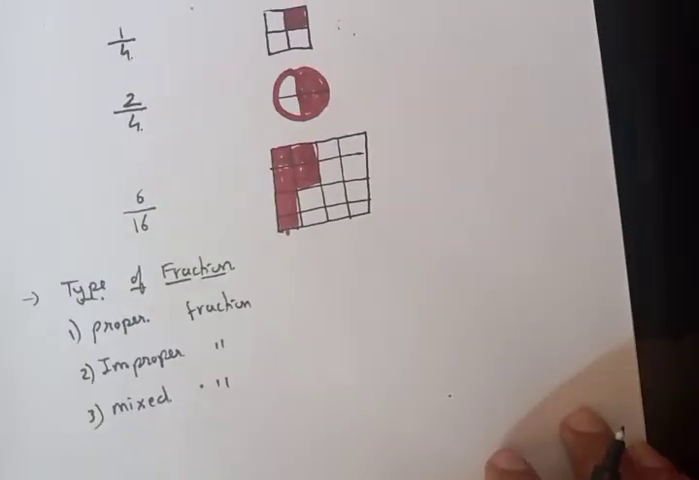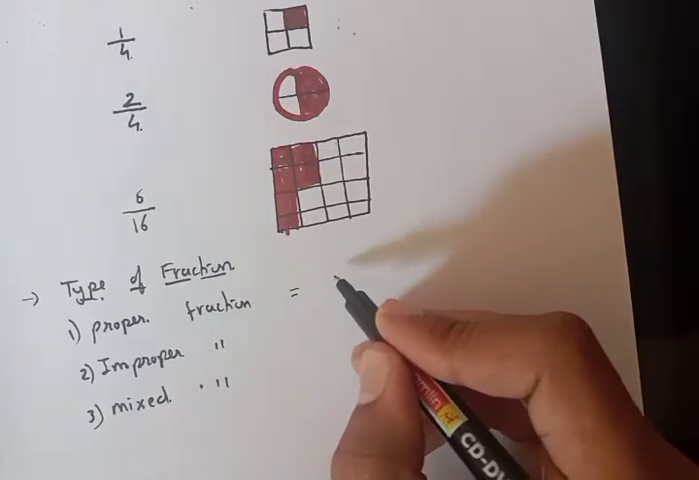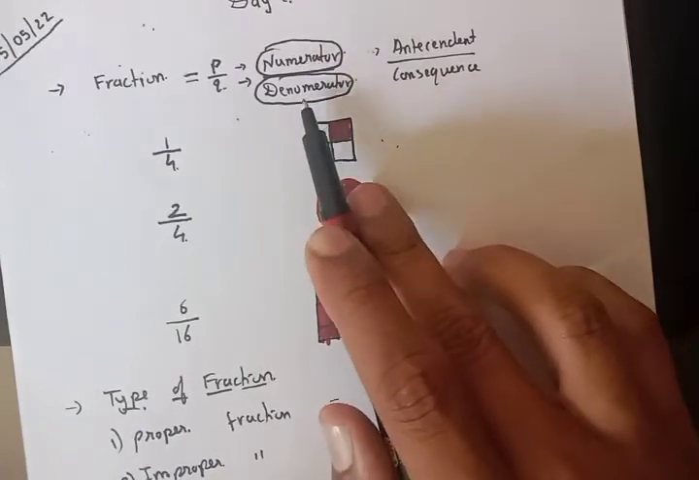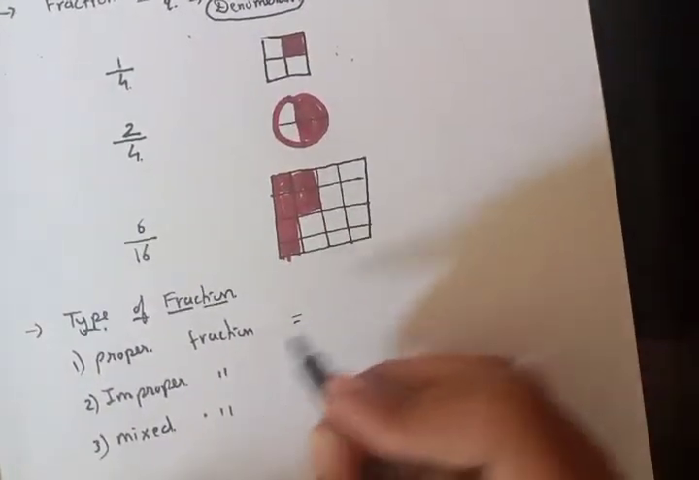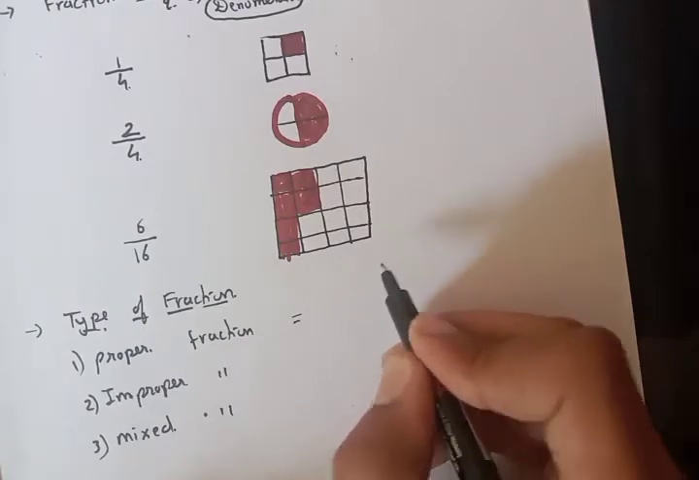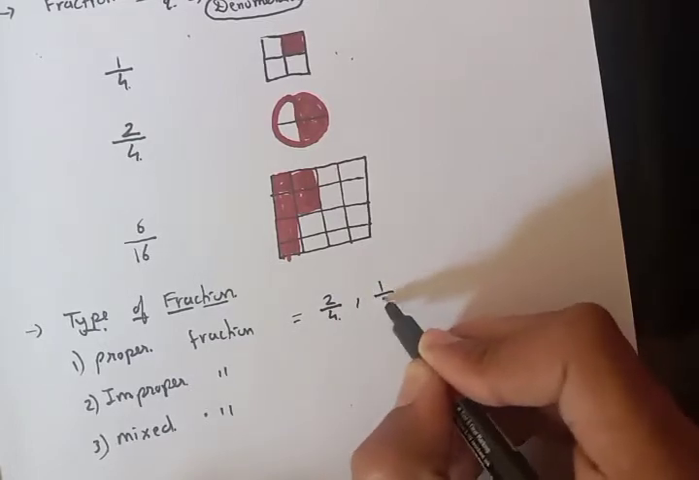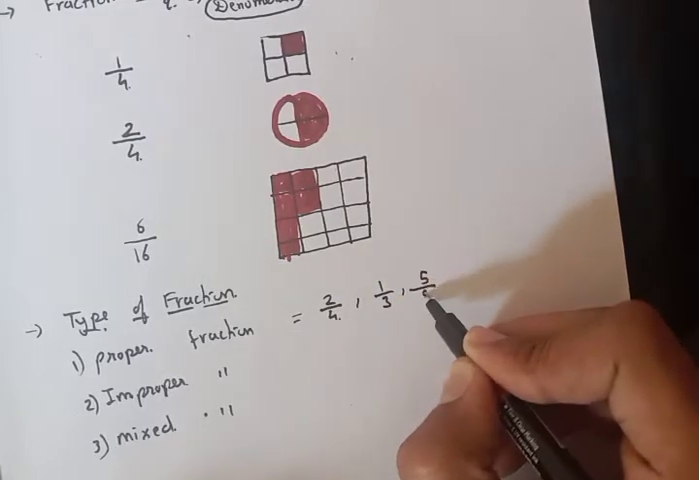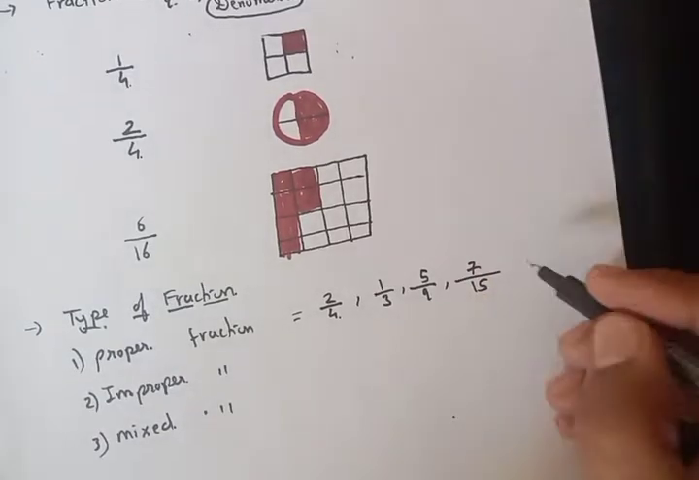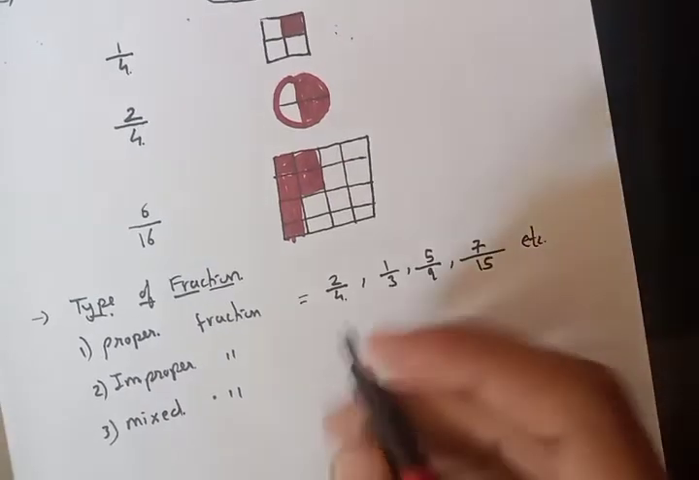What are proper fractions? I hope everybody remembers that the numerator is always above and the denominator is below. So proper fractions are the numbers in which the denominator is always bigger than the numerator. For example, 2/4, 1/3, 5 upon 9, 7 upon 15, etc.